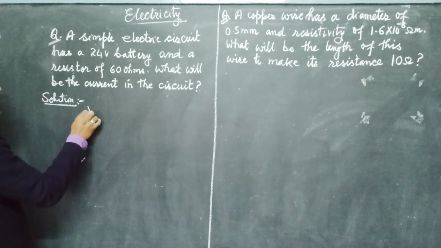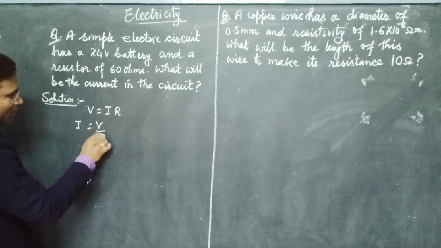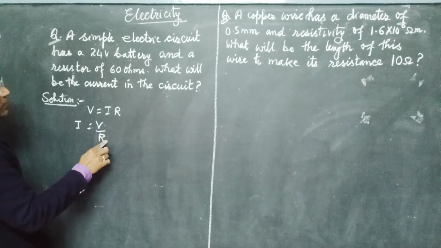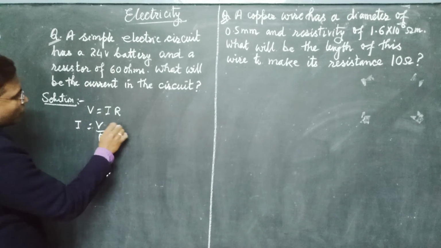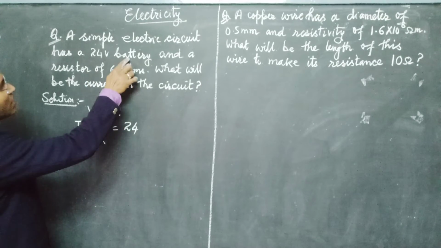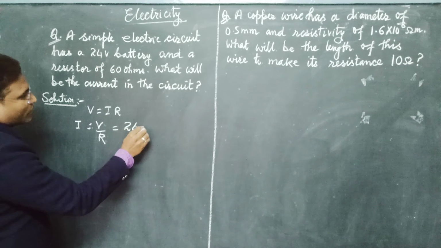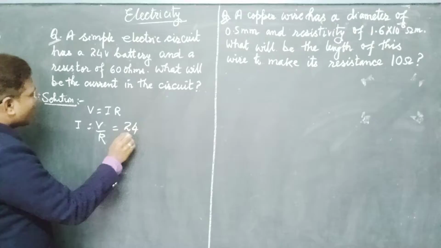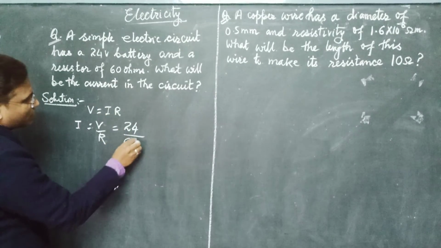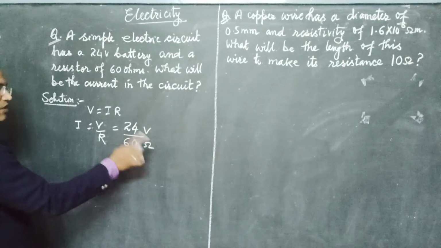We have studied V is equal to IR or I is equal to V by R. So we have to see whether V and R are given to us or not. V is given to us, potential difference. The battery is 24 volt, so potential difference will be 24 volt. And then resistance, how many? 60. See here, this is volt, this is ohm. So all SI units are given.